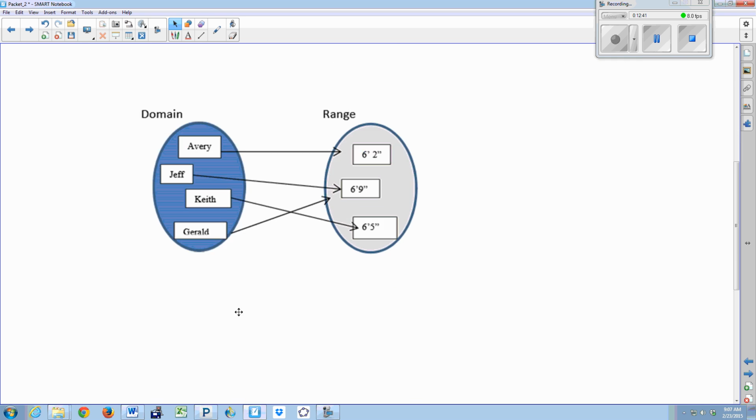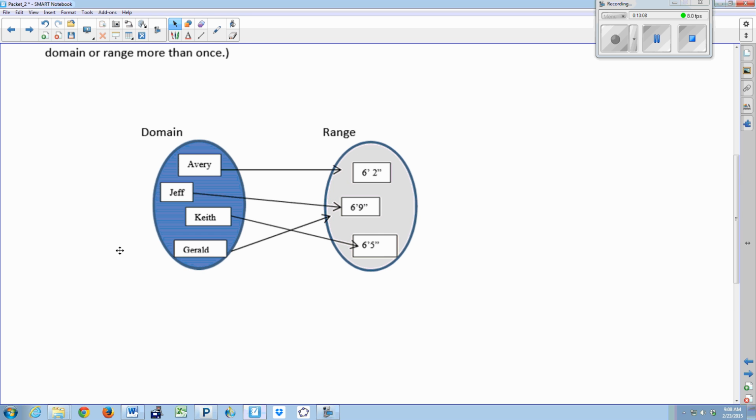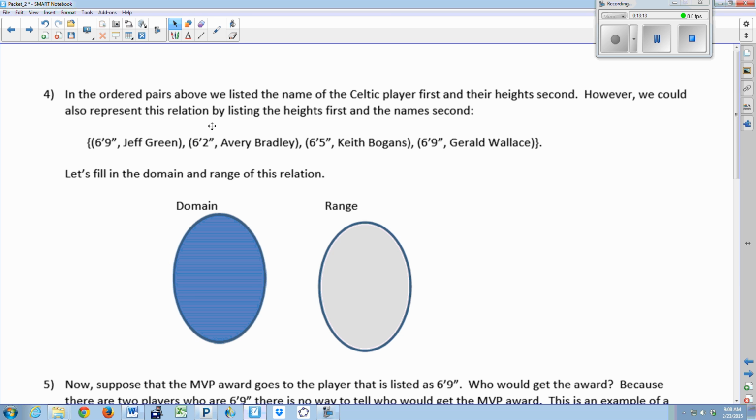So visually, this is what it looks like. You have an input. Remember, this blue circle here represents all your inputs, or your first components, and it's their names. And then the output is their heights. And each input goes to one and only one output, okay? Each one of these inputs goes to one and only one height. A person at any particular time can't be two different heights, okay? So we call this particular relationship a well-defined relation, well-defined.